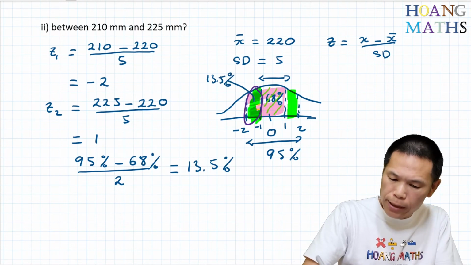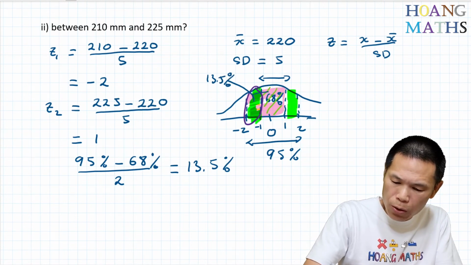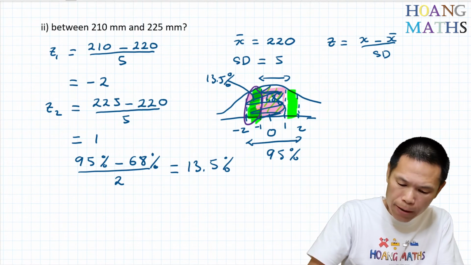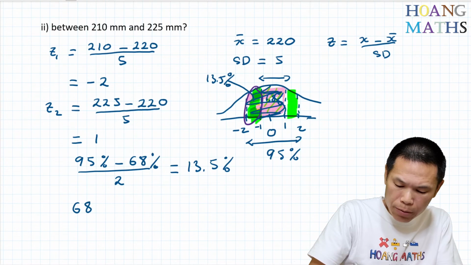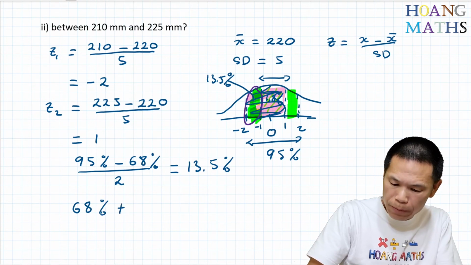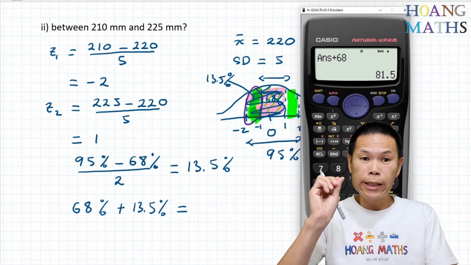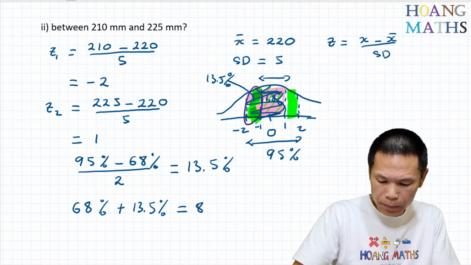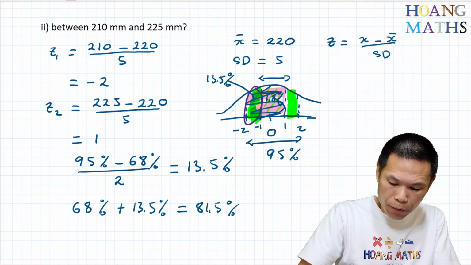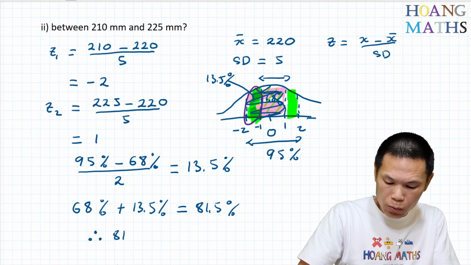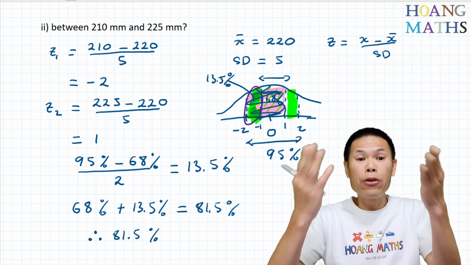And we add 68%. So that will give us all of this area here, okay? So I just go 68% and we add 13.5%. So I just go answer plus 68. So there you go, 81.5%. So therefore, 81.5%. So there you go.